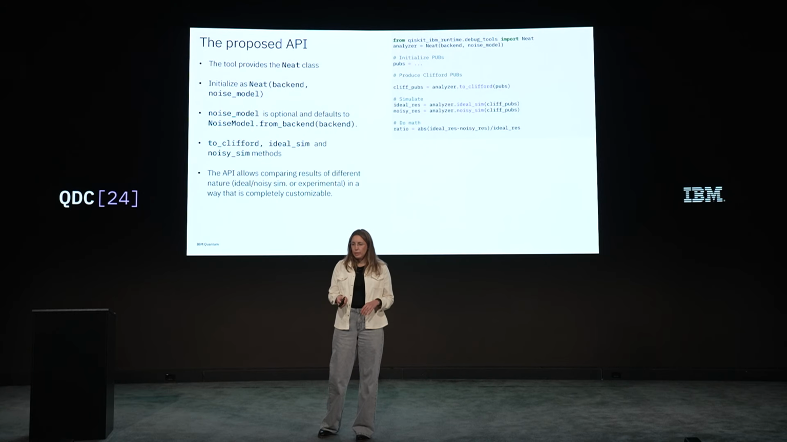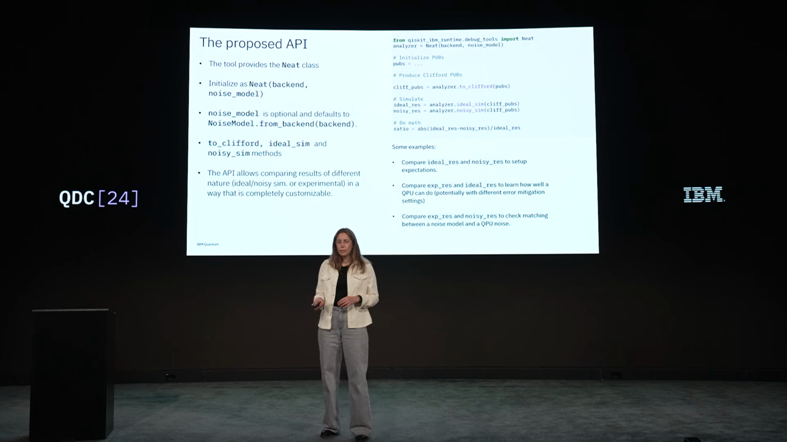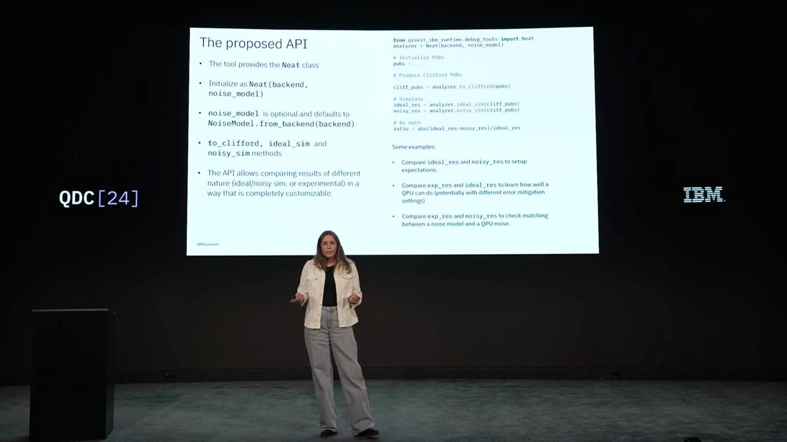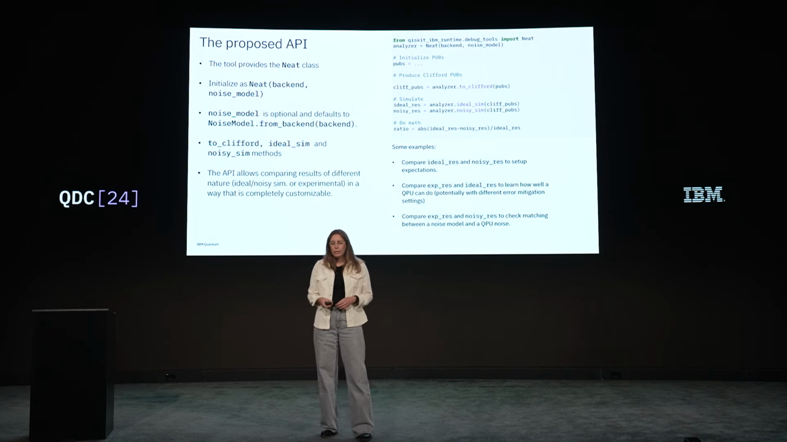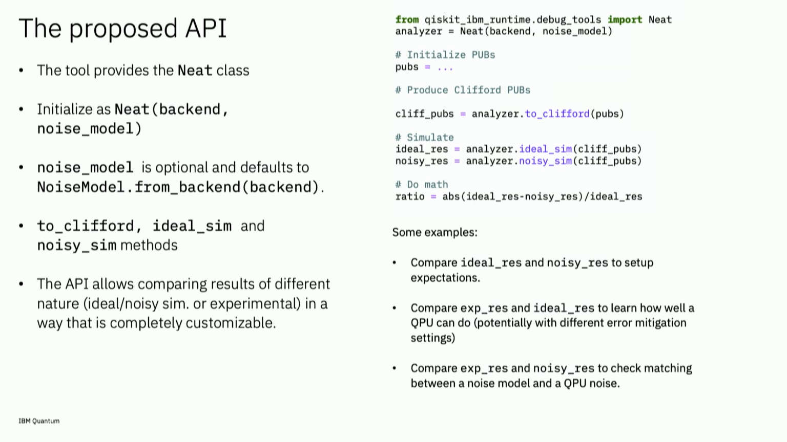Here we're doing an ideal simulation and a noisy simulation, and then we do math. You can see that the example supports the typical Python math operations, such as absolute value, subtraction, division, and so on. So another idea is that you can compare ideal results and noisy results to set up expectations. You can compare experimental results and ideal results to learn how well a QPU can do.